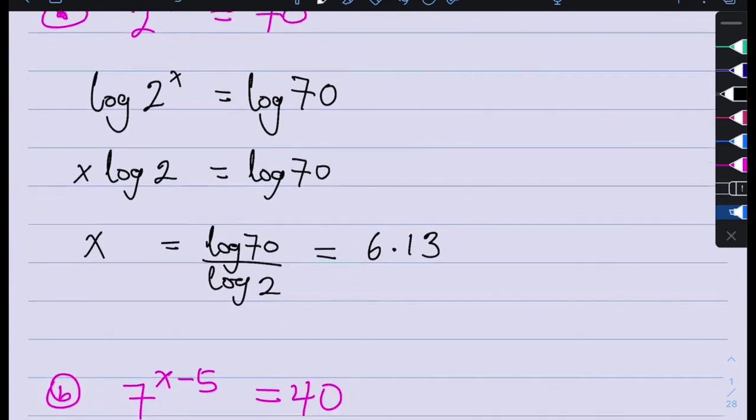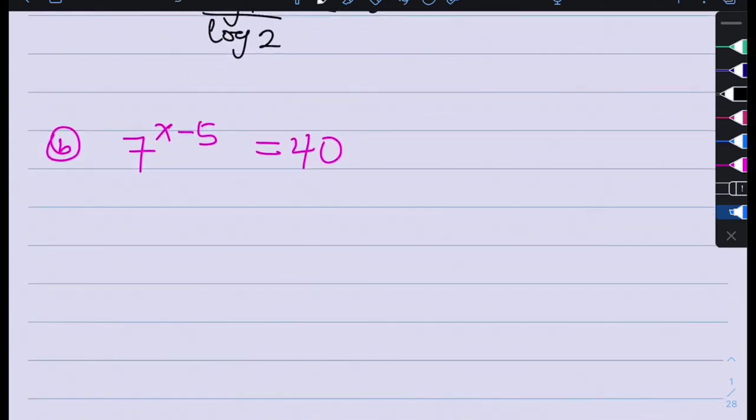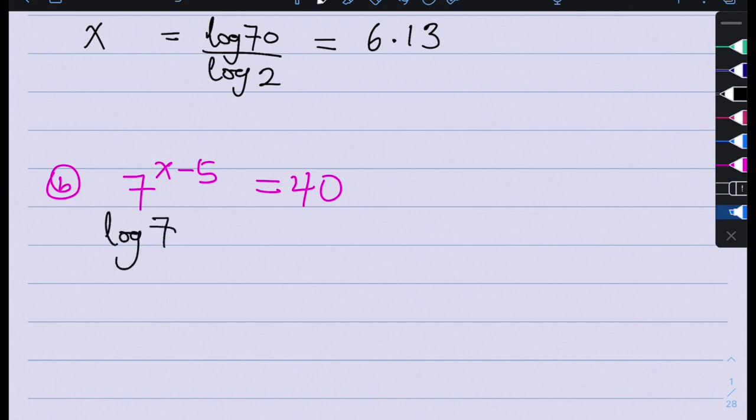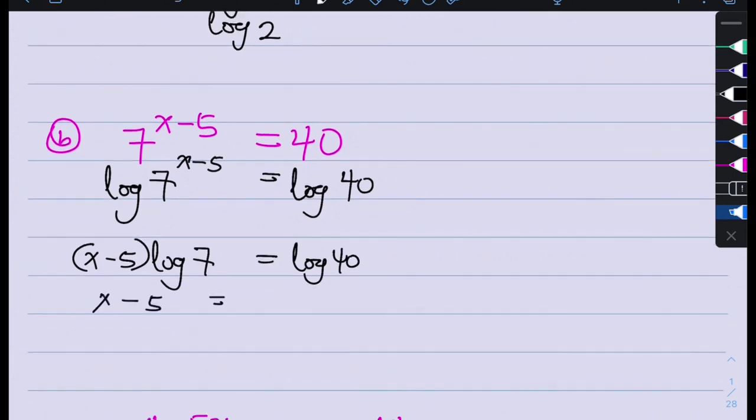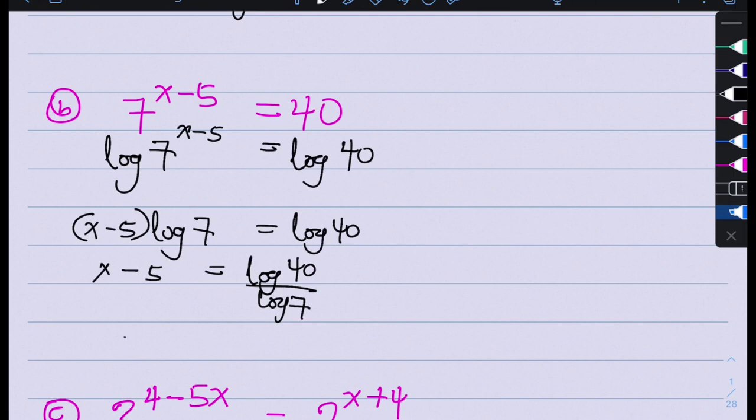All right, now let's move on to the next question. So right now we have 7 to the power x minus 5 is equal to 40. Well, you want to do the same plan here. All right, take the log of both sides. So that means that you have log 7 to the power x minus 5 is equal to log 40. So this will give you x minus 5 log 7 is equal to log 40. You divide, so you have x minus 5 is equal to log 40 over log 7. Move the 5 to the other side, so you have 5 plus log 40 over log 7.